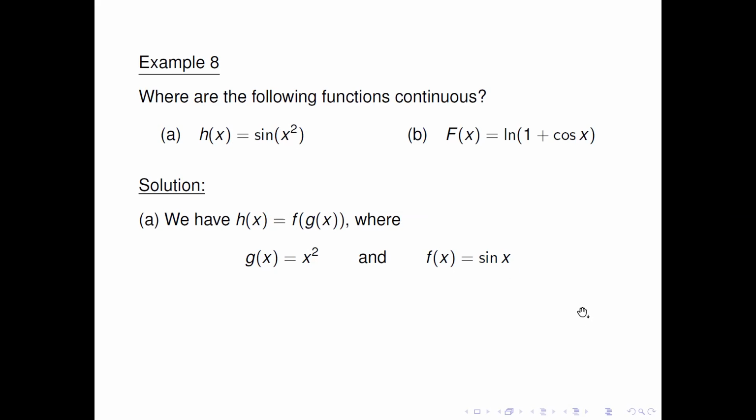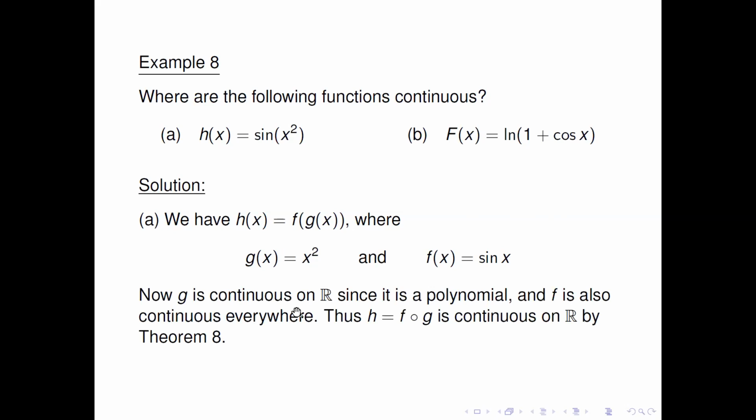Makes sense. And so now we can say g is continuous on the set of real numbers since it is a polynomial, and f is also continuous everywhere. And thus we get that f composed with g is continuous on R by our previous theorem 8. What about b?